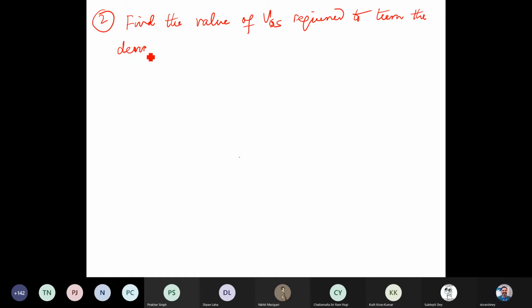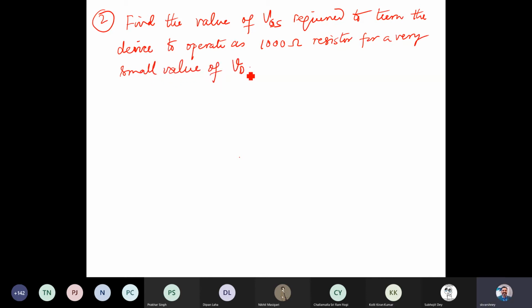And problem number 2, let's say the same. You find the value of VGS required to turn the device to operate as a 1000 ohm resistor for a very small value of VDS. Right, so these are the 2 problems.